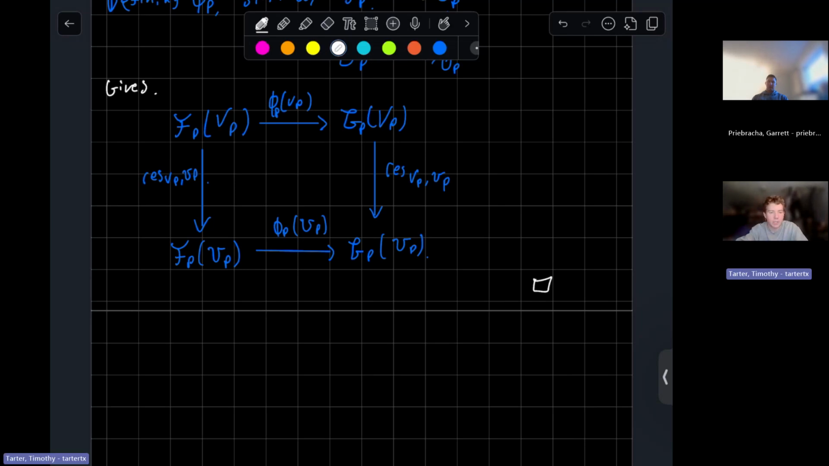Let me just Google the stalkification functor to make sure that we're not. Yeah, we've got it basically.